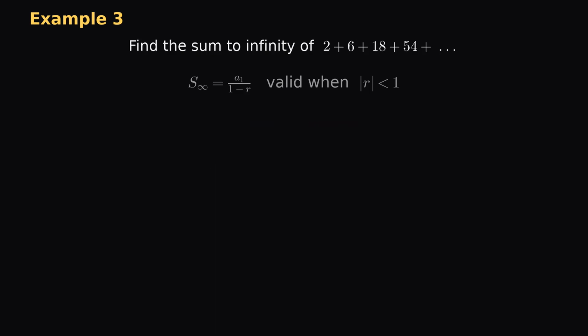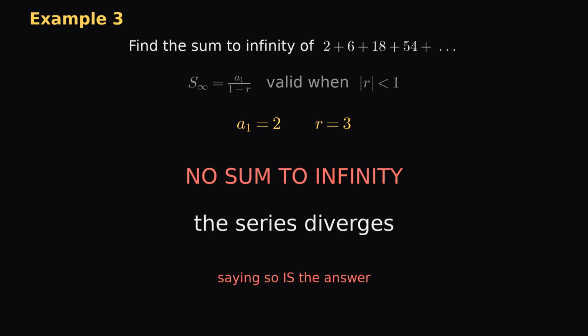6.75. Example 3, and this is the trap. Find the sum to infinity of 2 plus 6 plus 18 plus 54. r is 3. And the absolute value of 3 is not less than 1. So there is no sum to infinity. This series diverges, and saying so is the correct answer.